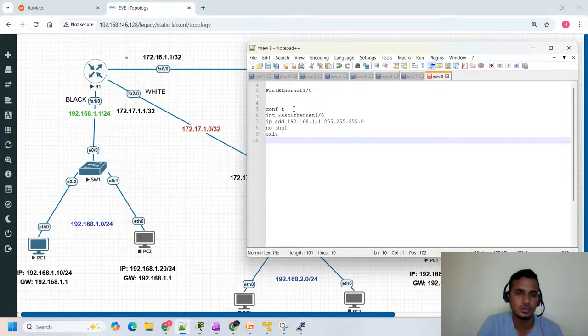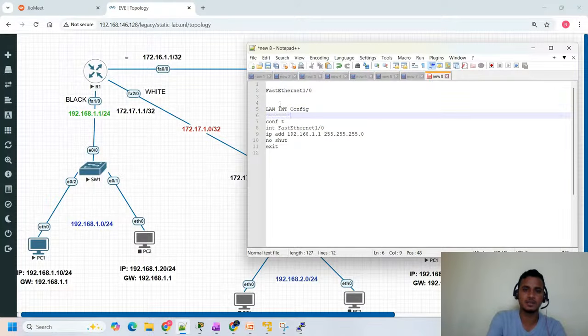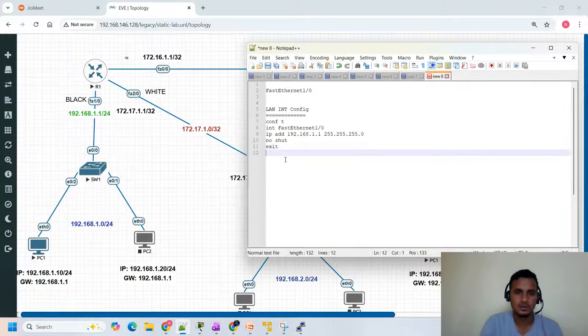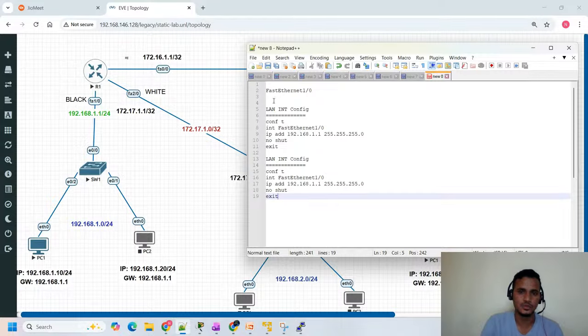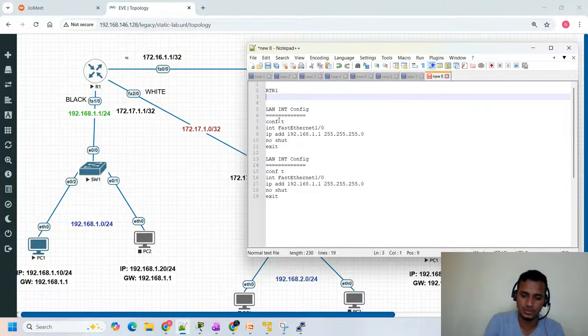This is what I need to do on the LAN interface. So this is my LAN interface config, right? The same thing I'm going to do on the WAN interface also. I am going to copy this one more time. Here I'm going to type RTR1, router one. This is our router one configuration, guys.